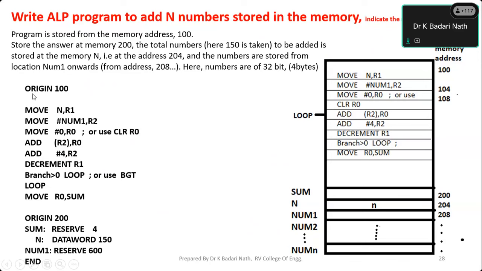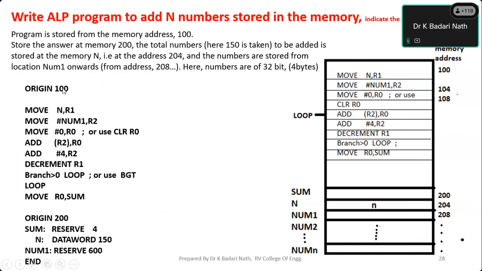I'll start the program. Origin 100. Origin is an assembler directive: the assembler follows it, and the instructions ought to be stored in memory starting at 100. If it said 0, they would be stored from the 0th location. Origin 100 means storing from 100. It is not an instruction to the processor, it's an instruction to the assembler, called an assembler directive.